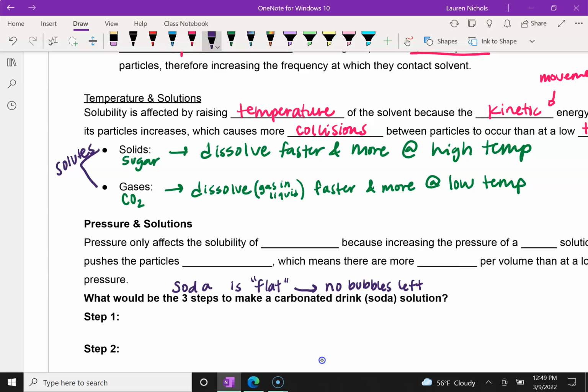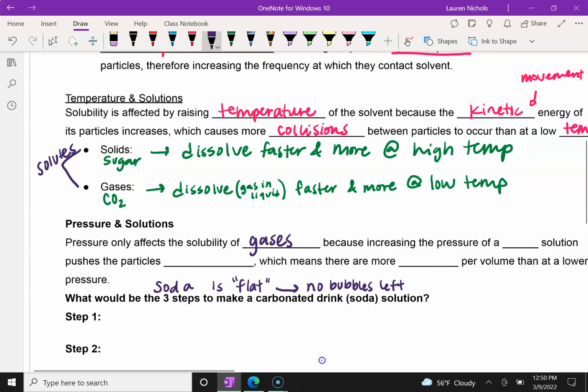So we know, though, that when we buy a soda, it's not always cold, right? So how do the manufacturers get the soda from their plant to us if it doesn't stay cold? When I buy sodas at the grocery store, they're normally just in the aisle and they're not refrigerated. So what they do is they use pressure. Pressure is only going to affect the solubility of gases.